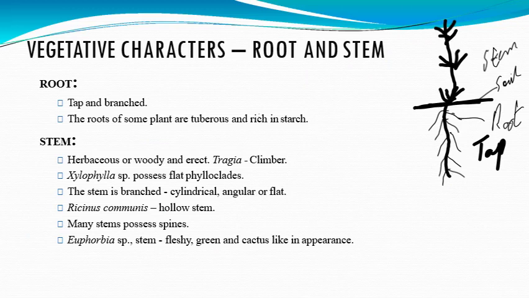The root of plants of this family is majorly derived from the radicle of the seed. So here I indicate to you a taproot. This one is the taproot. This one is the taproot. This one. So this is a long and slender taproot with branches.